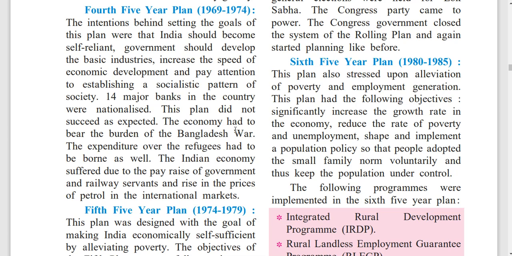The economy had to bear the burden of the Bangladesh war. The expenditure over the refugees had to be borne as well. The Indian economy suffered due to the pay rise of government and railway servants and rise in the prices of petrol in the international markets.